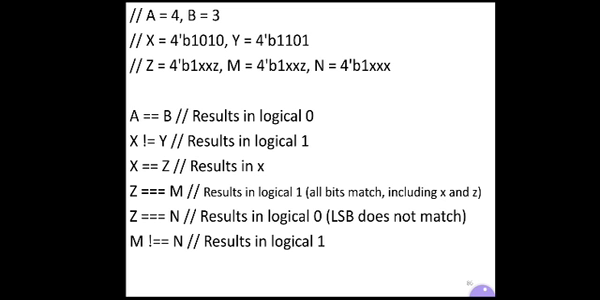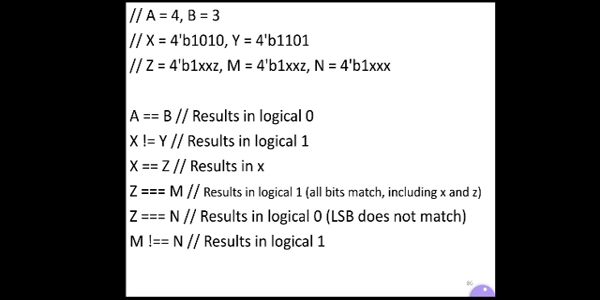Now compare the next example, Z case equality N. Here the XX matches and the most significant bit matches, but the least significant bit does not match, because in Z the least significant bit is Z itself, that is the high impedance value, whereas in N the least significant bit is X. Z and X do not match, that's why Z is not equal to N, so it's false. The result is logical 0. So here the LSB does not match.